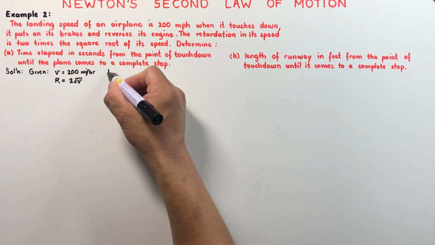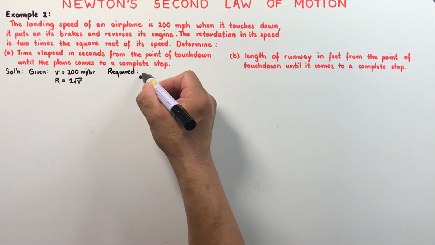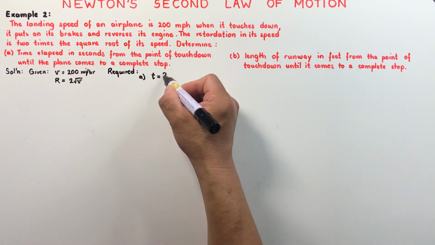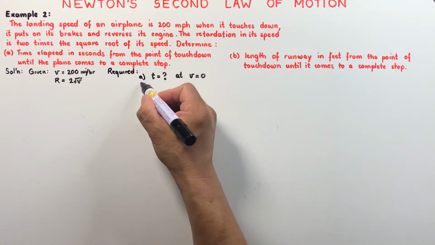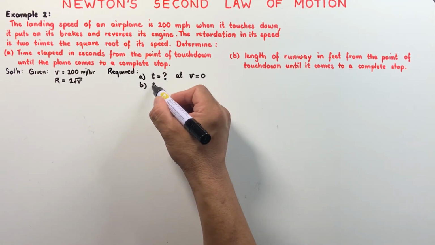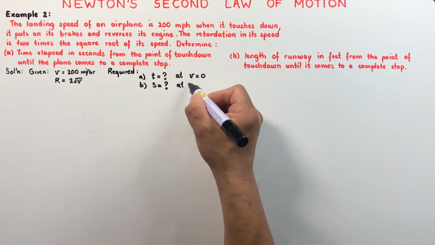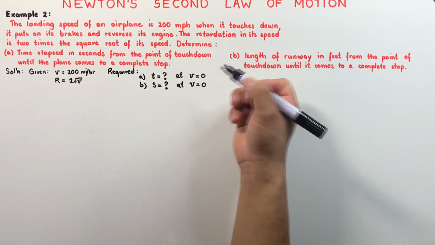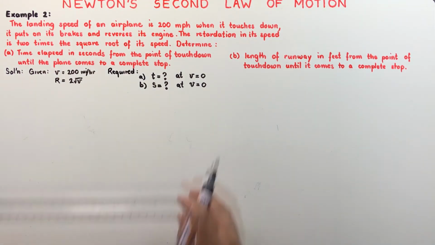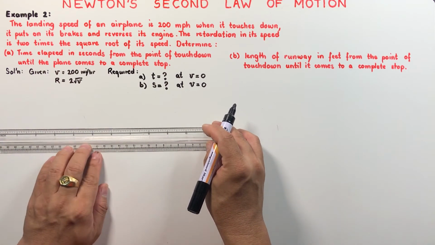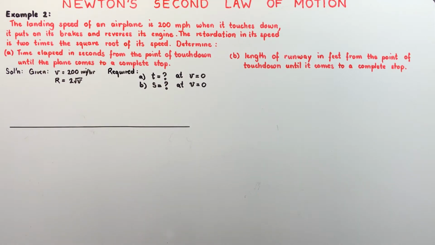And we are asked in the problem first to find the time t when the plane will come to its full stop, and then also to find the distance traveled from the point of touchdown when the velocity is 0. So at the point where the plane comes to its complete stop. So to illustrate, allow me to draw an illustration of the situation in the problem.